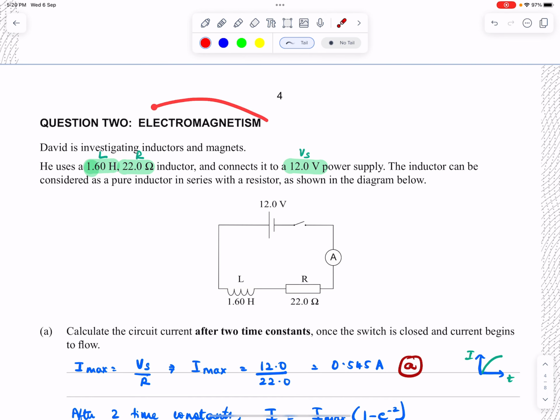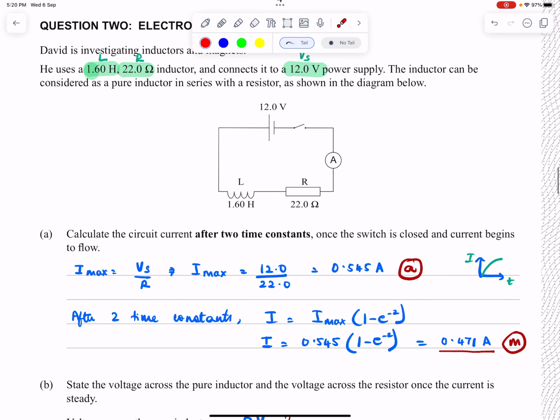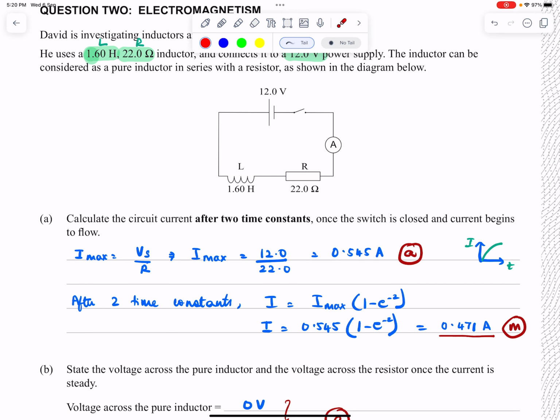Moving on to question 2, it's on electromagnetism. David is investigating inductors and magnets. He uses a 1.60 Henry, 22 ohm inductor and connects it to a 12 volt power supply. The inductor can be considered as a pure inductor in series with a resistor, so that's what's shown here. The 1.60 is the inductance, and 22 ohms is your resistance. Calculate the circuit current after two time constants, once the switch is closed and the current begins to flow.